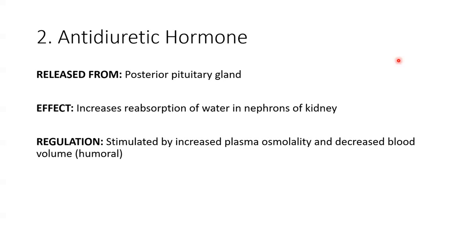Alcohol inhibits the release of antidiuretic hormone, which explains why when you have a drink, you need to go to the bathroom more often and why you can end up being really dehydrated after a big night out. Going the other way, the release of ADH is stimulated by increased plasma osmolarity and decreased blood volume. So that just means when you've got more substances, so cells and other things in the blood, and less water. And when you have less water in the blood, you're going to have less blood volume. So this is a humoral method of hormone release.